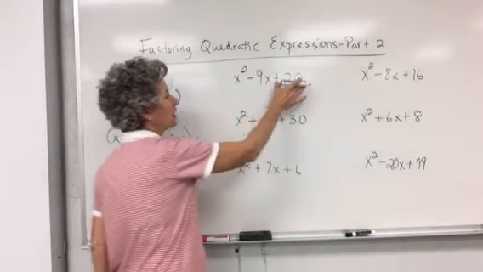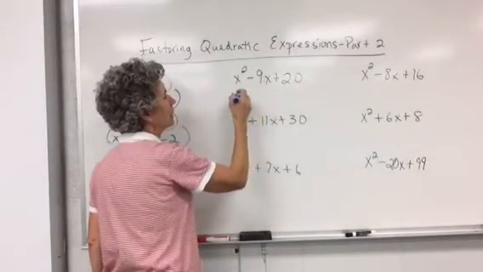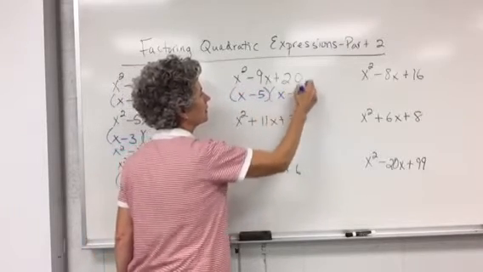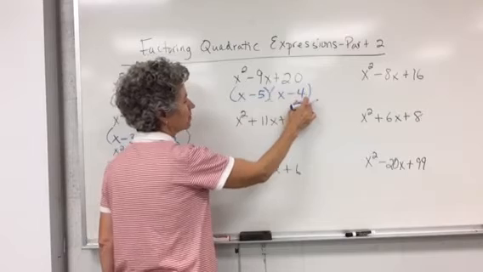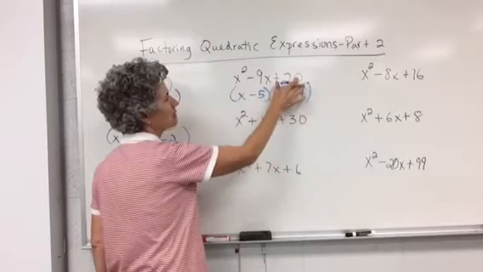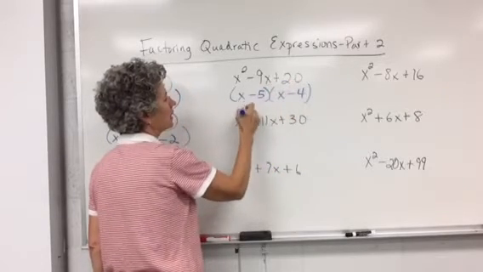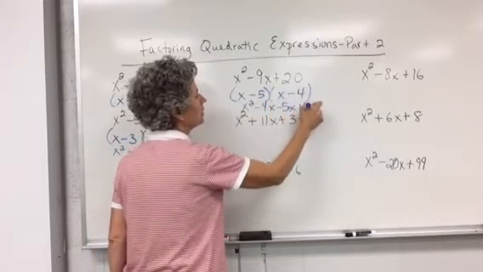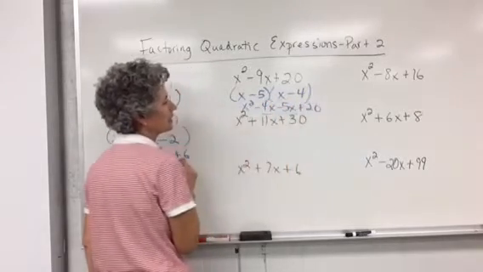Two numbers that have a product of 20 and a sum of 9. That will be 4 and 5. Again, they're both going to be minus. X minus 5 times x minus 4. The signs are going to be the same since this is positive. So we'd get x squared minus 4x minus 5x plus 20, and there's our minus 9x.